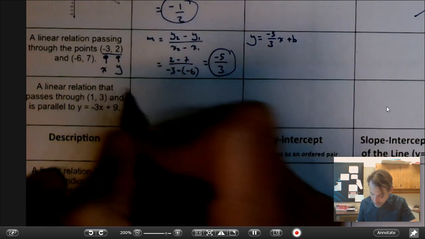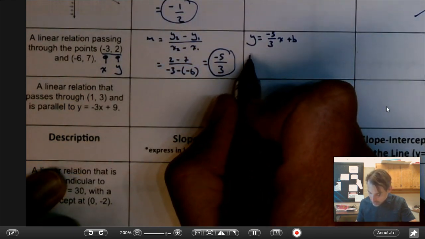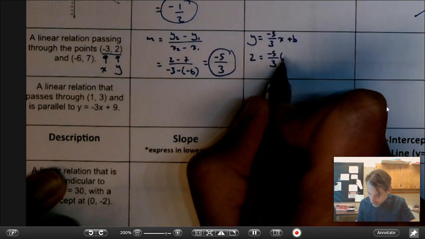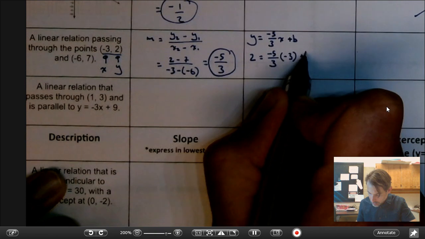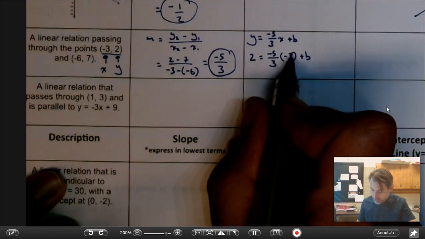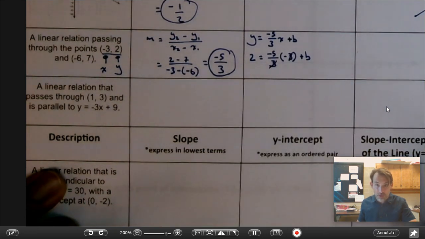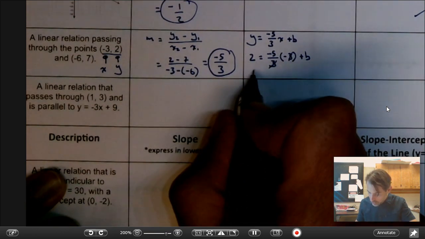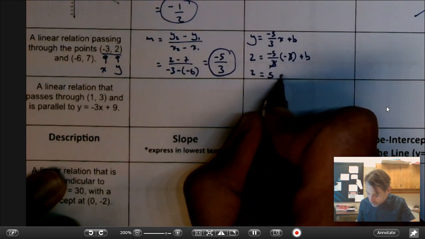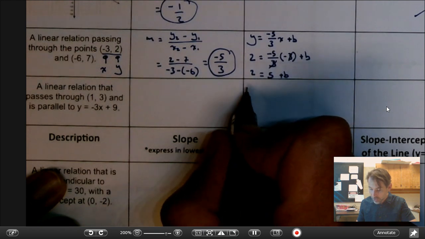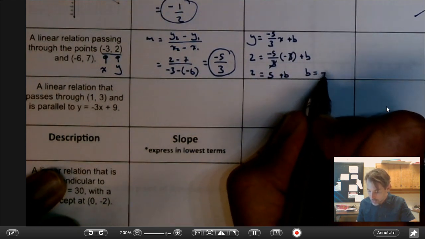This is y. So this is 2 is equal to minus 5 over 3 multiplied by minus 3 plus some value b to make it true. So here, this 3 will cancel that 3 because we're multiplying and dividing by 3, so that's just 1. And so we have minus 5 times minus 1. This is 5. So this is 2 is equal to 5 plus b. Well, if I subtract 5 from both sides, I'll have 2 minus 5 is minus 3. So b is equal to minus 3.